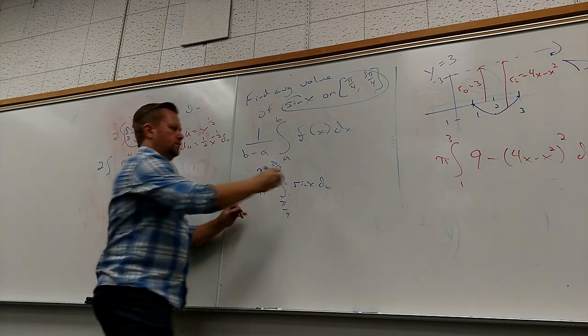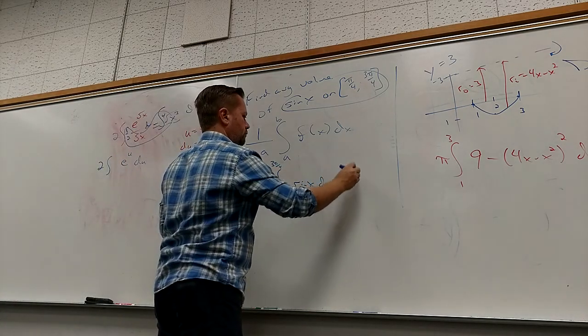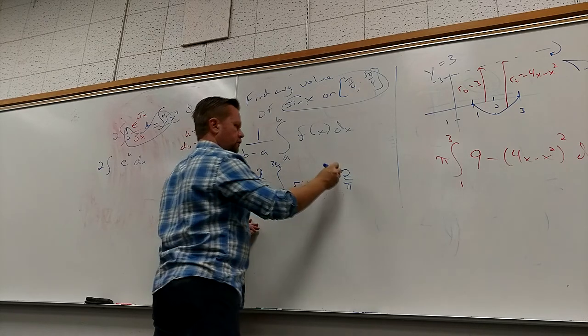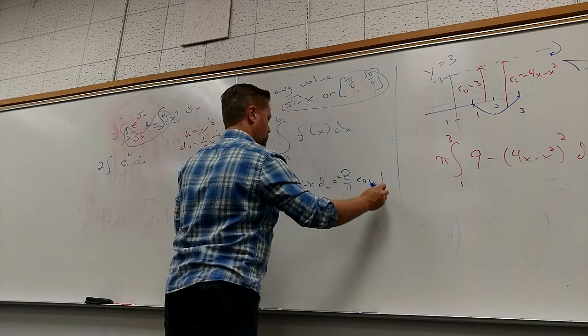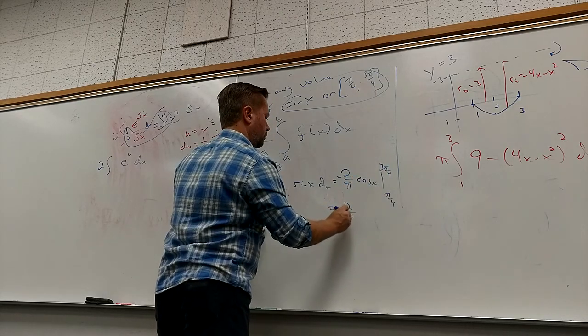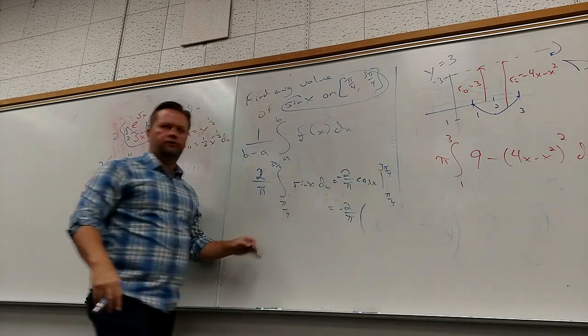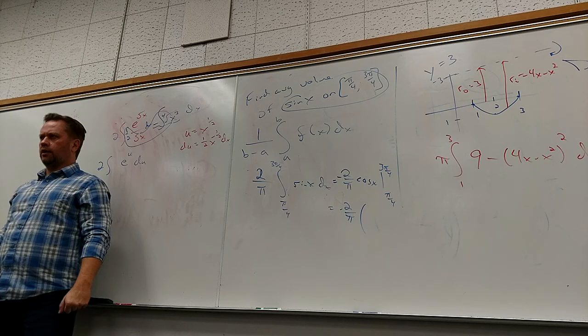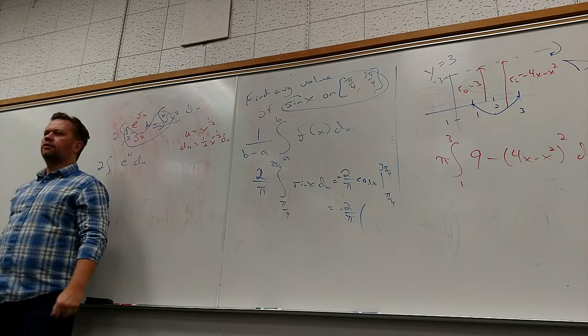So then you get 2 over pi times what? What's this? Integral sign? Negative cosine, from pi over 4 to 3 pi over 4. What's cosine of 3 pi over 4? It's going to be negative or positive? Negative, because it's on the negative part of the x-axis.